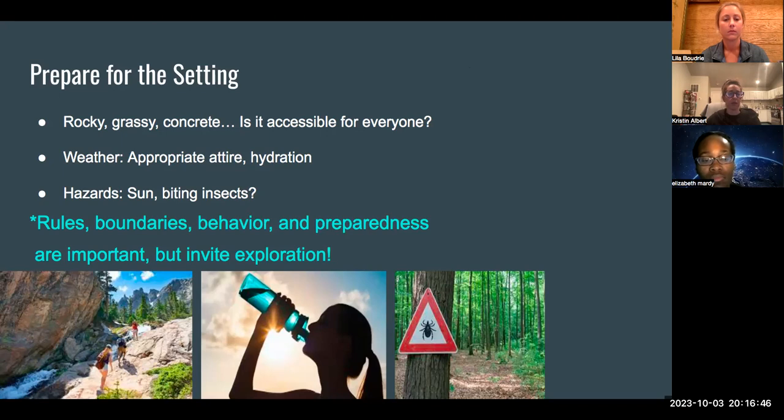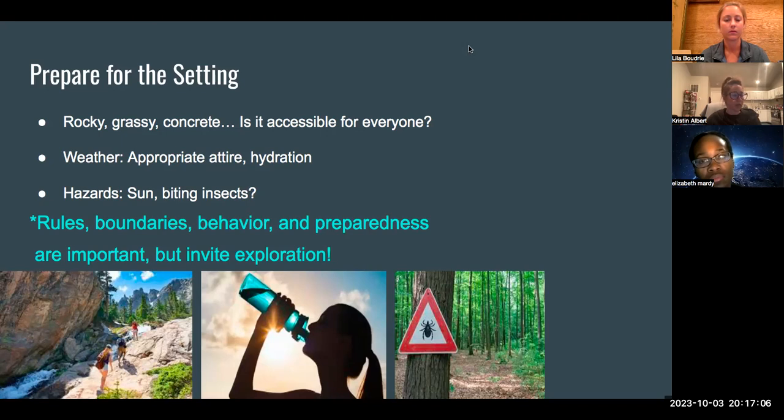And then you want to look at, are there going to be any hazards? If you're out in the sun, do you need to bring sunblock? Or are you going somewhere that might have biting insects, like ticks or mosquitoes? Do you maybe want to bring some bug spray? So there are a lot of things to take into consideration when you're preparing for where you're going to be.